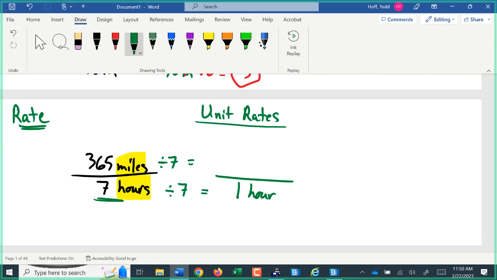On top, we have to do 365 miles divided by 7. Should have picked an easier number there. 365 divided by 7, what is that? 52.142857143 approximately miles. Now, we wouldn't take it out to 9 decimal places like that. We would round it off. Probably something like 52.1.